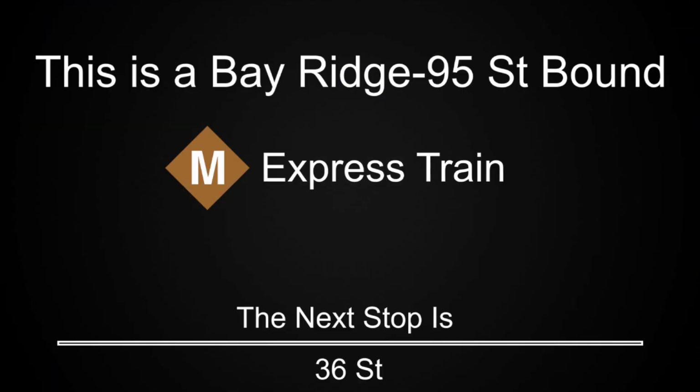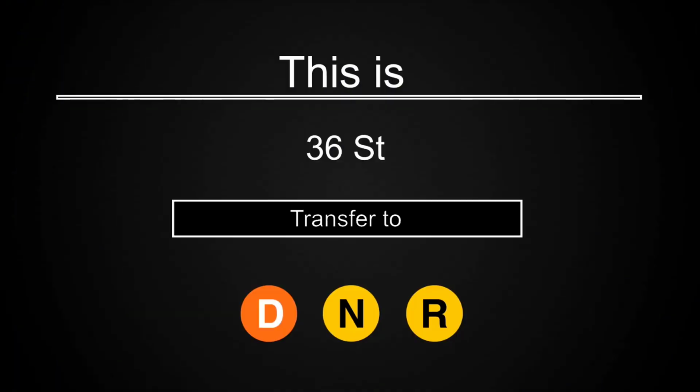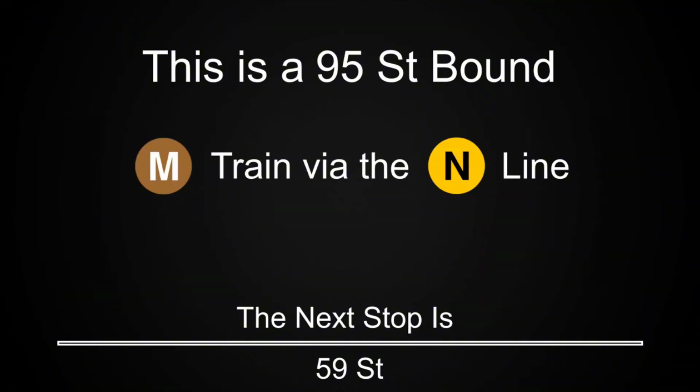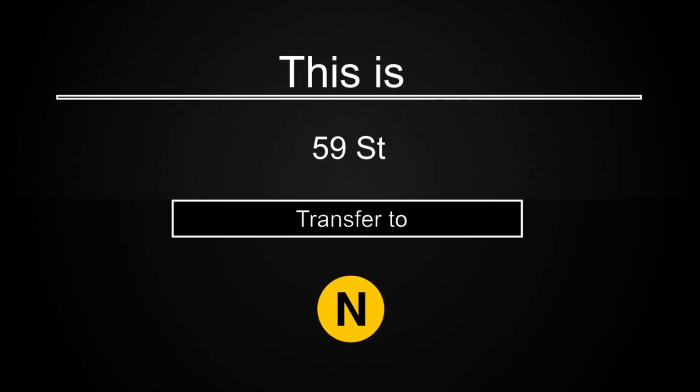This is a Bay Ridge 95th Street bound M Express train. The next stop is 36th Street. This is 36th Street. Transfer is available to the D, N, and R trains. This is a 95th Street bound M train via the N line. The next stop is 59th Street. This is 59th Street. Transfer is available to the N train.